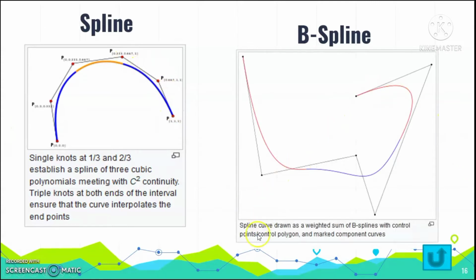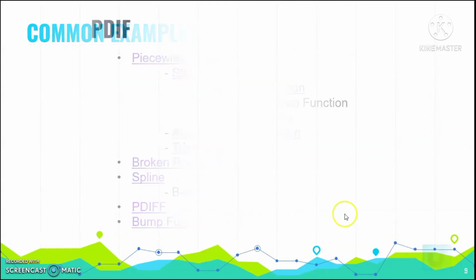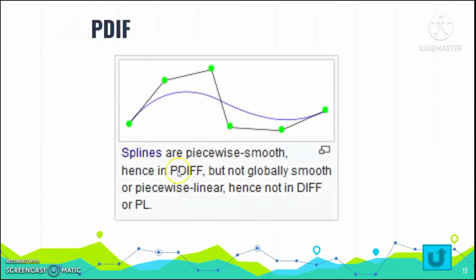We also have here the B-spline. A spline curve drawn as a weighted sum of B-splines with control points, or control polygon, and marked component curves. As you can see, we have here a curve composed of splines. Another one we have here is the PDIFF. Splines are piecewise smooth, hence in PDIFF, but not globally smooth, and piecewise linear, hence not in PDIFF or PL. So we have here an example of PDIFF.